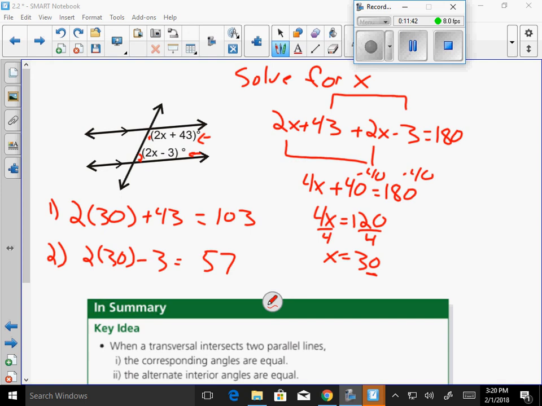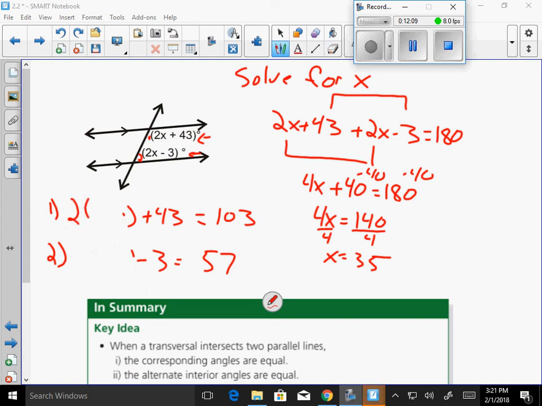All right, hold the phone, I made a mistake. Right here, 180 minus 40 is 140. Now I divide that by 4, 140 divided by 4 is 35. So now I got to go back. It's not the end of the world. That's not great, I apologize.